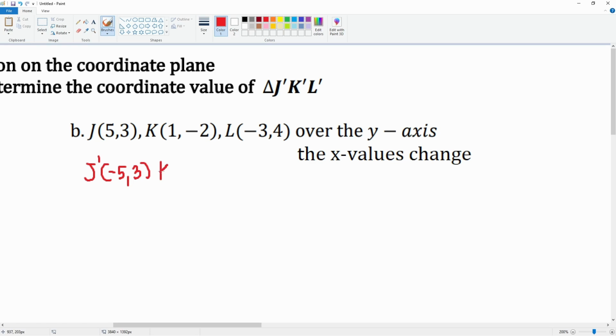For K, the new K prime, 1 becomes negative 1. Nothing happens to that negative 2. L, because L prime, nothing happens to that 4. But that negative 3, which is the x value, changes to a positive 3. Because when we reflect it over the y-axis, the x value here changes.